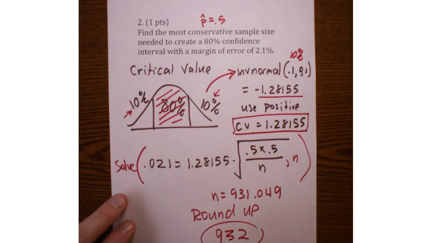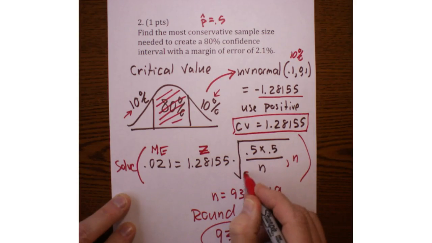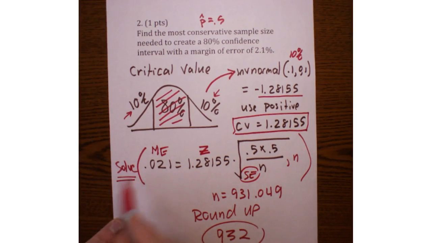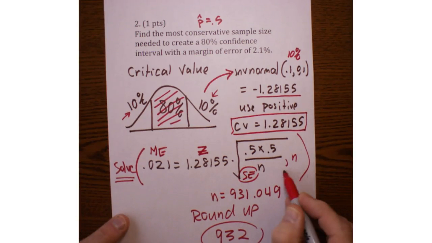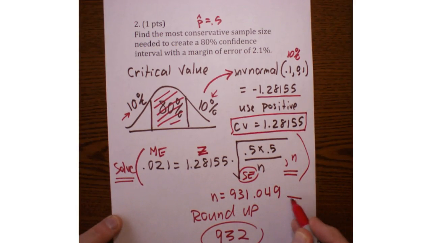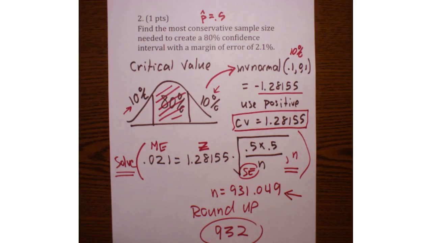And so then I write my margin of error equation. So here's my margin of error. Here's the special z-score that makes 80% confidence, and this is my standard error right there. And I don't know what n is. So I'm going to use the solve command on my calculator, and I go comma n at the end. And my solution is 931.049. And I always, always, always round that up. So I'm going to round that up to 932. In practice, I would probably just choose 1,000.